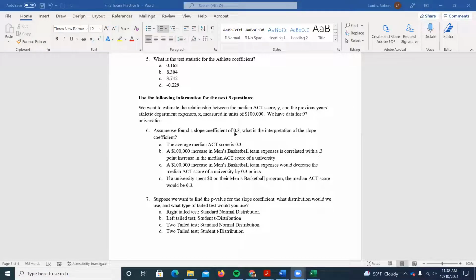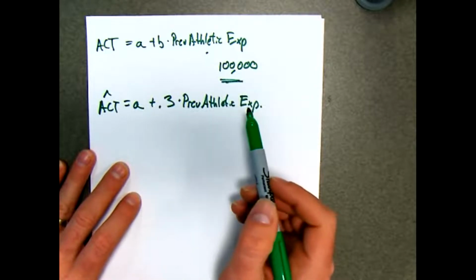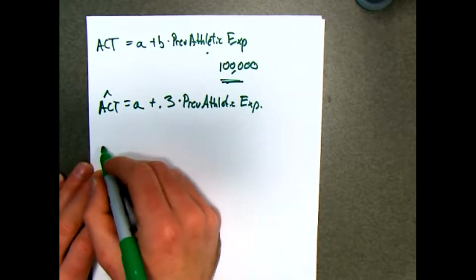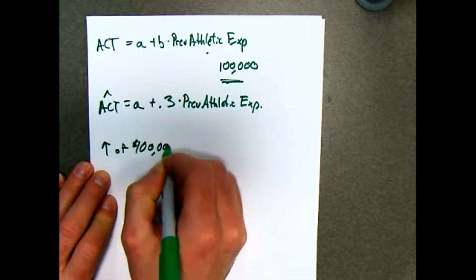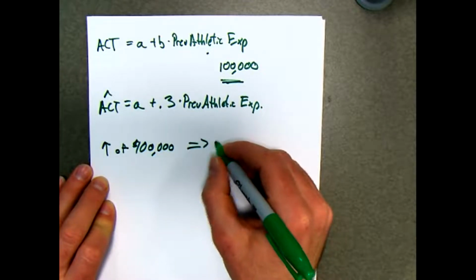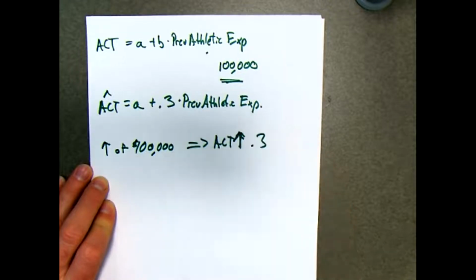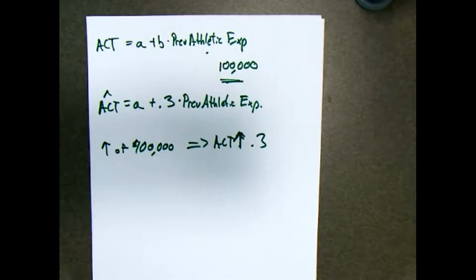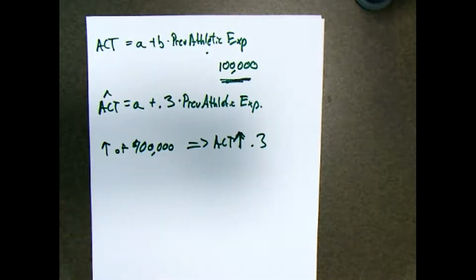So if we interpret that coefficient of 0.3, it's a 1 unit change in my X variable, which here is $100,000. If I increase spending by $100,000 on my athletic department, that's going to lead to a predicted change in my ACT: ACT goes up by that 0.3 slope coefficient. Here it was a little weird where my units were hundreds of thousands of dollars. I probably wouldn't push it that far on the exam.